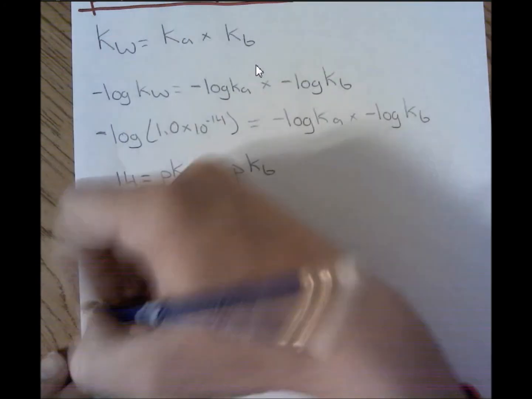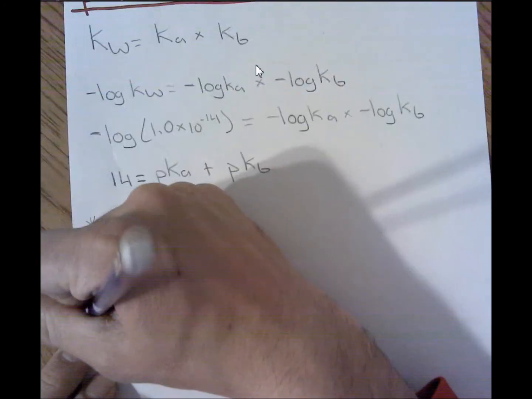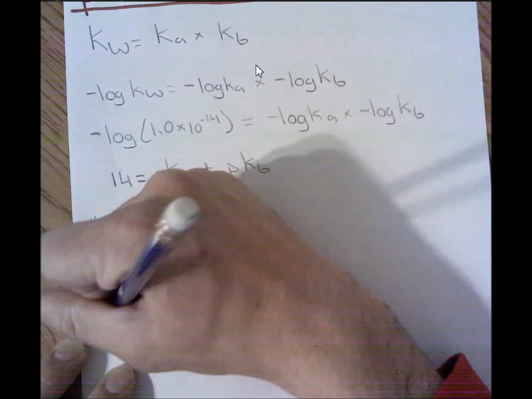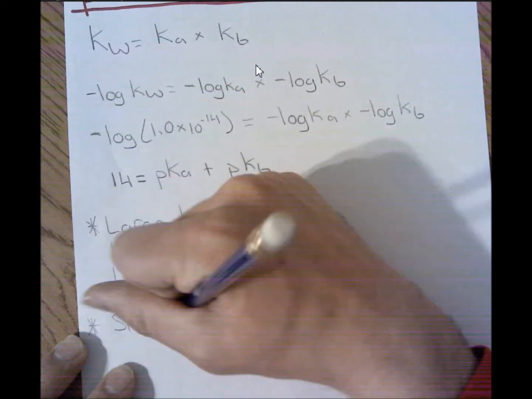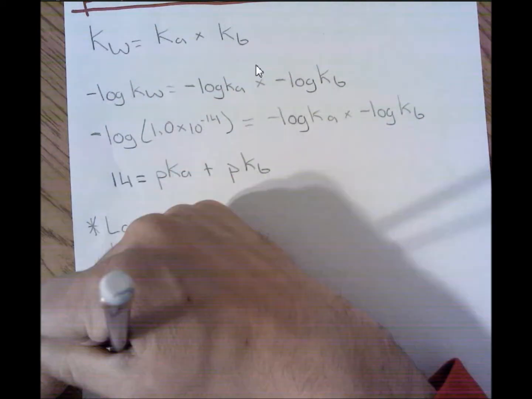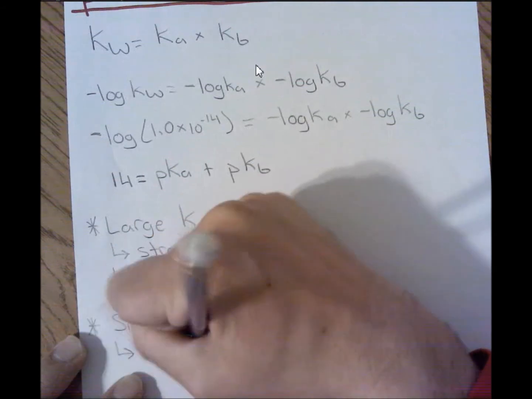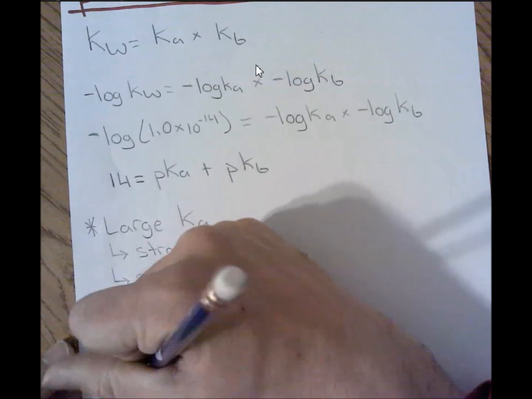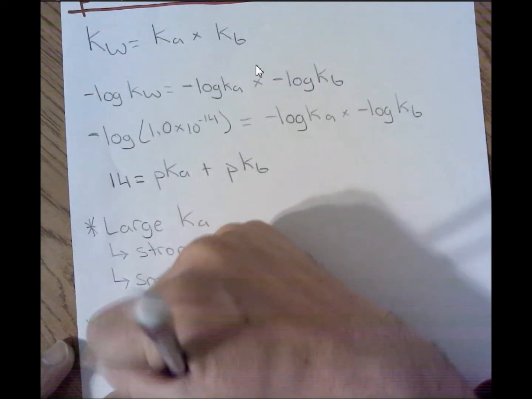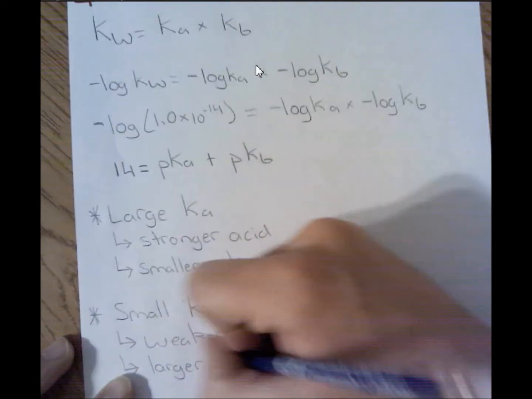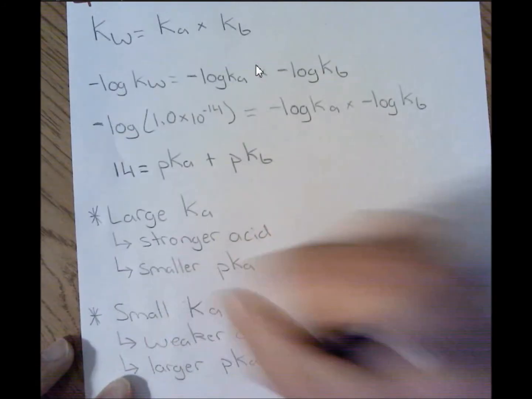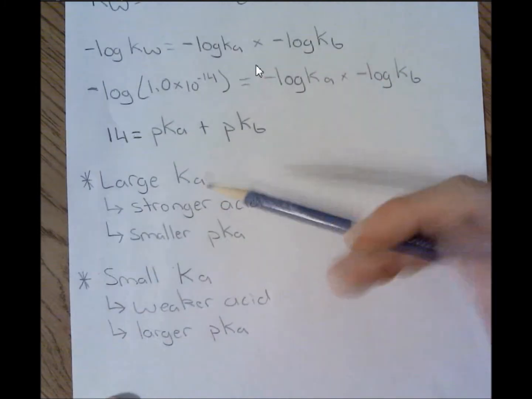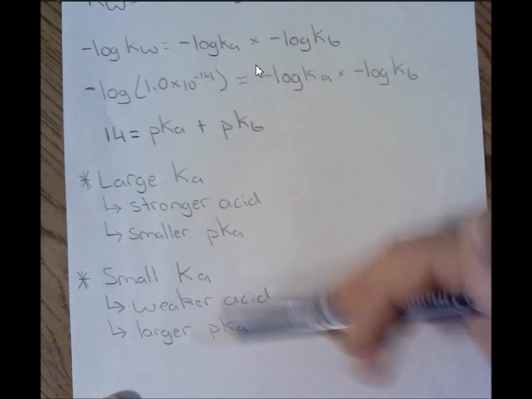Now, if we have on the flip side a small Ka, that means we have a weaker acid. And what this means is we're going to have a larger pKa, which makes sense. If you have a pH close to 10, that's going to be a base. And that means it's going to be a weaker acid.